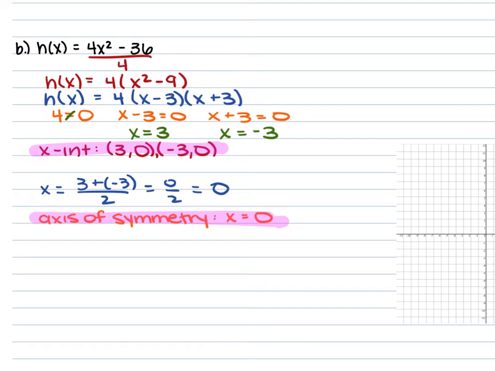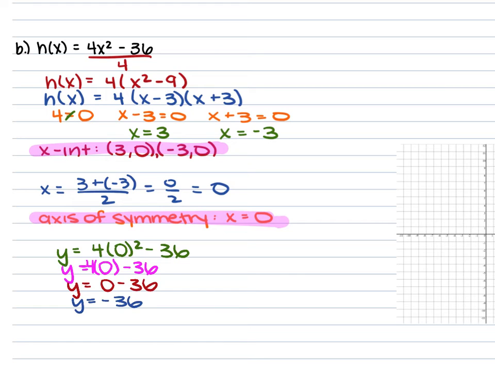From here, find your vertex. You have y is equal to 4 times 0 squared minus 36. So this is going to give us y is equal to 0 times 4 minus 36. So it's y is equal to 0 minus 36. So y is negative 36. So our vertex is the ordered pair (0, negative 36).